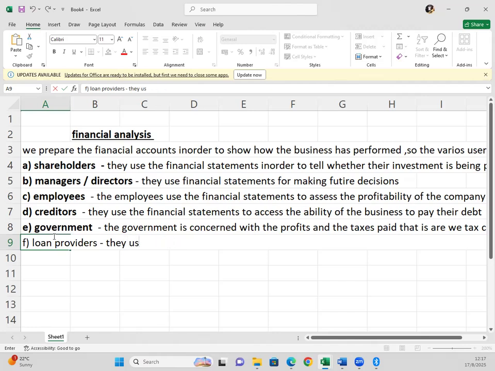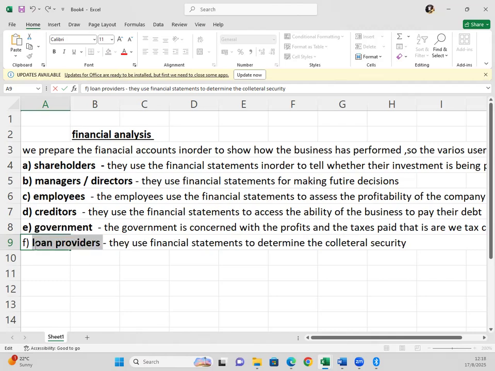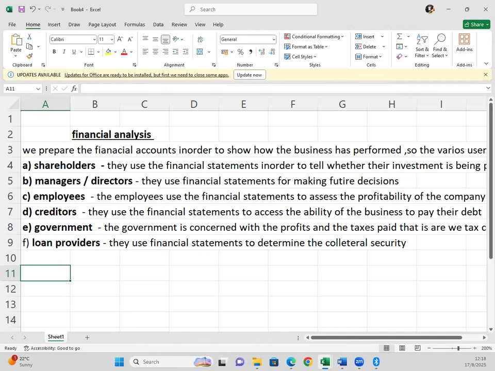They use the financial statements to determine the collateral security. So if we have collateral security, it means we have assets anokwanisa kubhadhara zvikwereti. So we have enough assets to repay back kana tikanzi tapiwa mari nechikwereti.